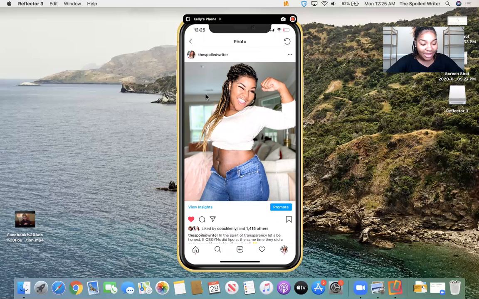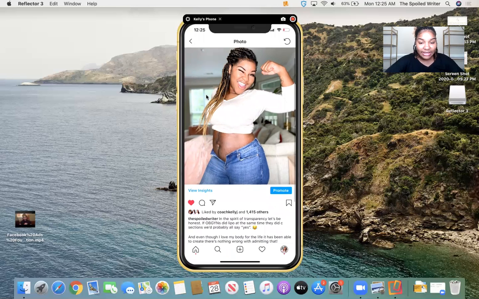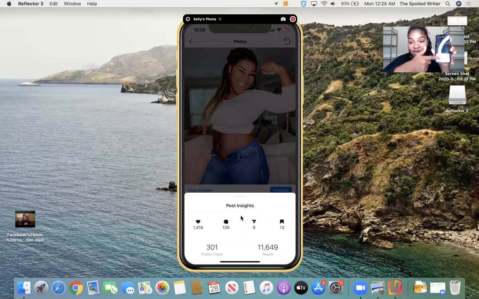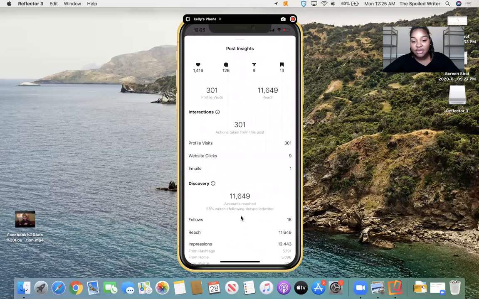Go figure. 1,400 likes. Now I can actually click view insights right here, and that's going to open up my post insights. You can actually, and I have to show you my phone for this, put your finger on this and swipe up. This is going to give you an even more detailed view, okay? An even more detailed view.